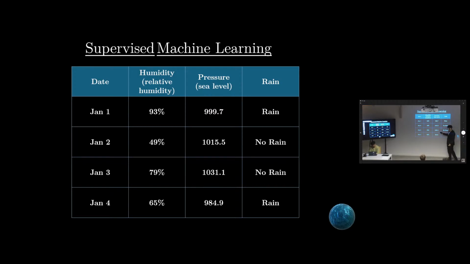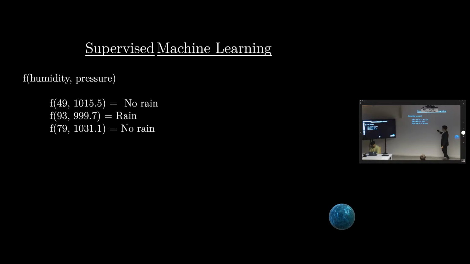So, first of all, what's the map? We could take the same data set and express it as a map that takes as input humidity and pressure, and then maps whether the day is rainy or not rainy. For example, f of (49, 1015.5) is equal to no rain. And the AI model is going to try to find a hypothesis function, which I'm going to call H, that takes humidity and pressure and should map in the same manner as f. How are we going to do this?